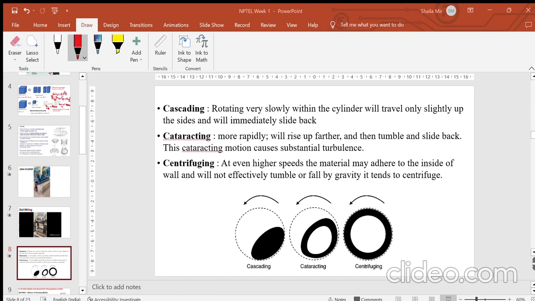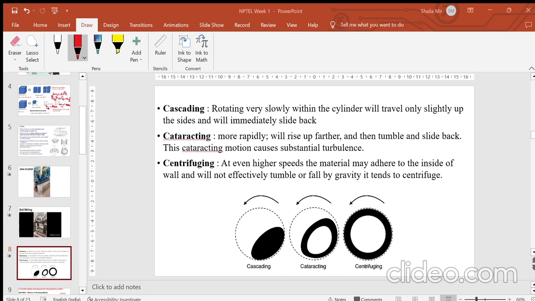Now a small identification of what happens during a ball milling process. In a ball milling process, there are three types of motions that can happen in a ball mill: cascading, cataracting, and centrifuging, right? The ball mill you can think of as picking up the material from the bottom of the mill to the top because it is rotating, and then dropping it off. It is similar to how your washing machine works, right? In your washing machine also a similar principle is applied.